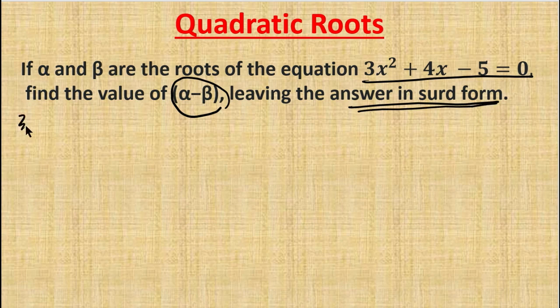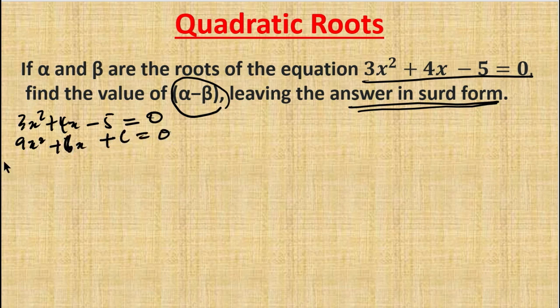My question says 3x squared plus 4x minus 5 equals 0. It is of the format ax squared plus bx plus c equals 0. This is the format for every quadratic equation, where a is equal to 3, b is equal to 4, and c is minus 5. Obviously, I can approach this problem from two perspectives. I'll approach it from both perspectives, then I'll allow you to select the best of the two.